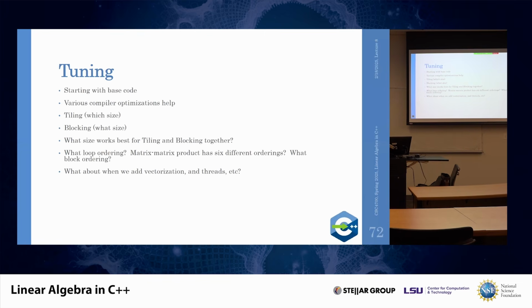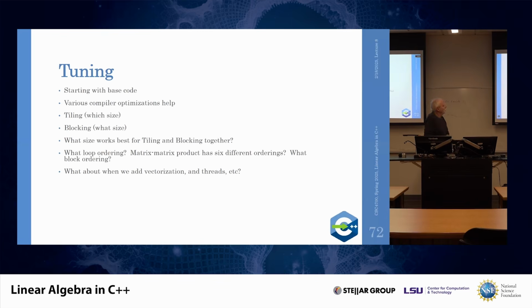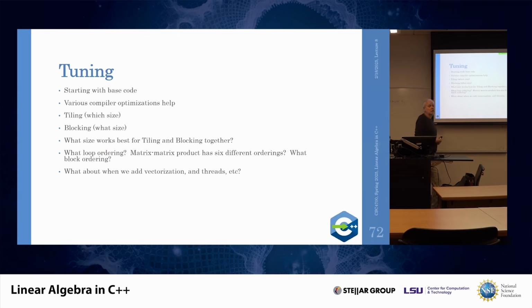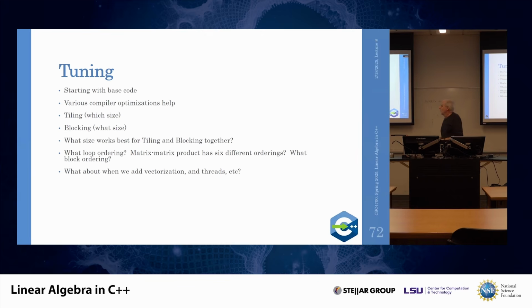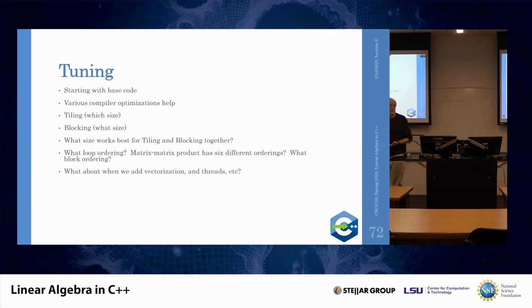Various compiler optimizations may help. Enable vectorization, enable release, disable debug mode, things like that. You want to do tiling, but then you have to decide what size to use for your tiling. You can do blocking. What size do I use for my blocks? What works best for those things? What loop ordering do I use?